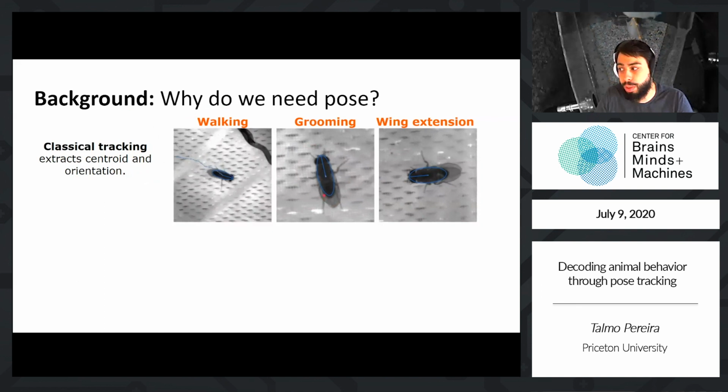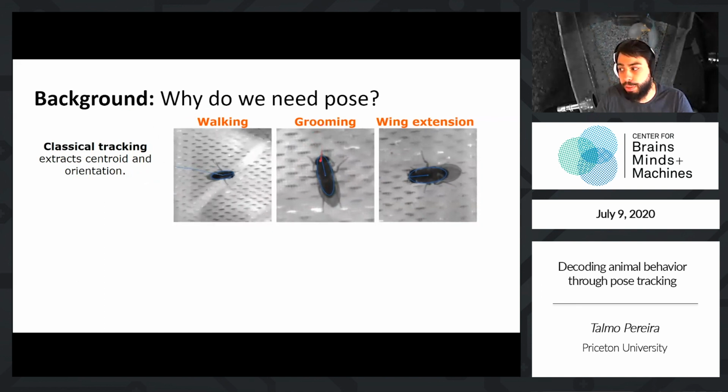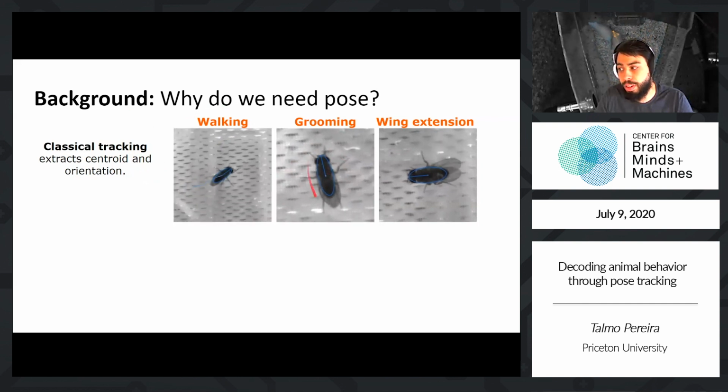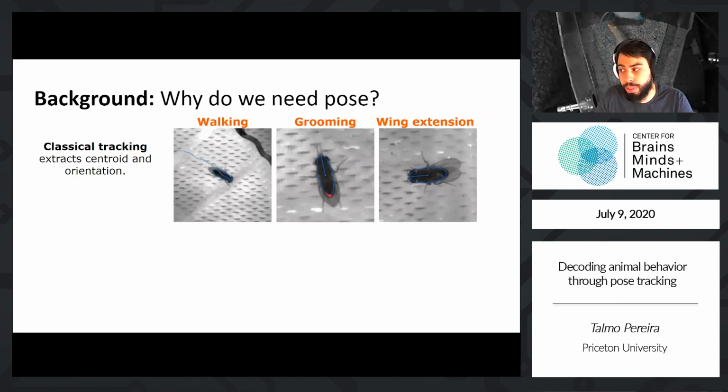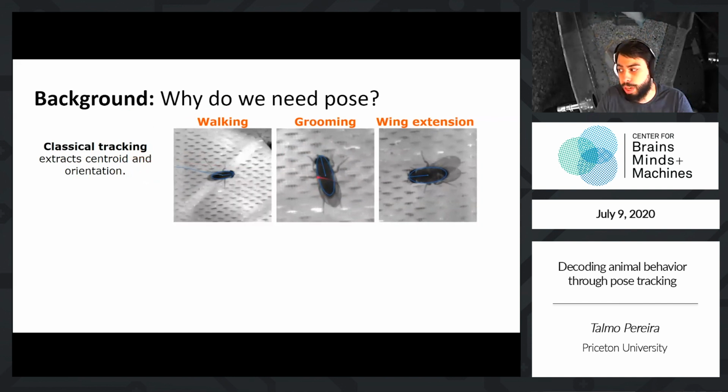But for other movements that do not involve locomotion, like say a fruit fly grooming. Here you see its two front limbs rubbing its head. There is no change in any of the parameters that we can capture with classical tracking, nor for this behavior called wing extension.